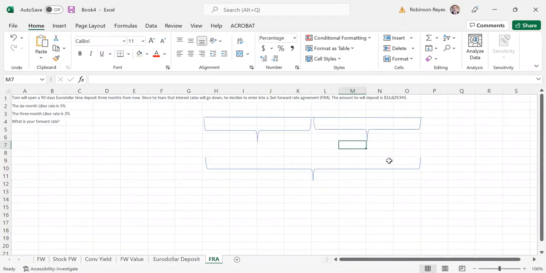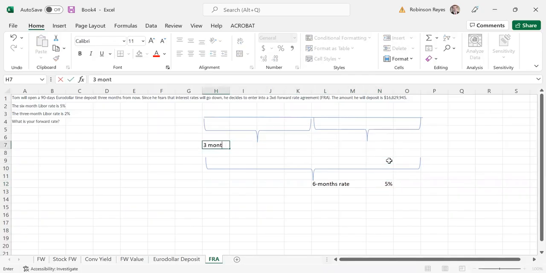But long story short, let's focus on this forward rate agreement. Let's assume now that this 6 months rate is 5%, and now we know the 6 months rate and we know the 3 months rate, which is 2%. We know these two rates because both of these deposits would begin today, so the rates are already revealed.